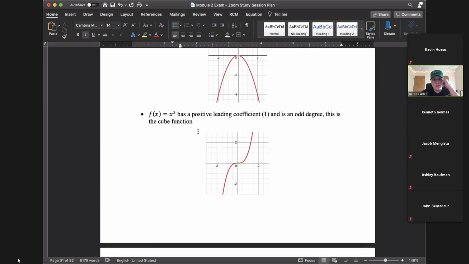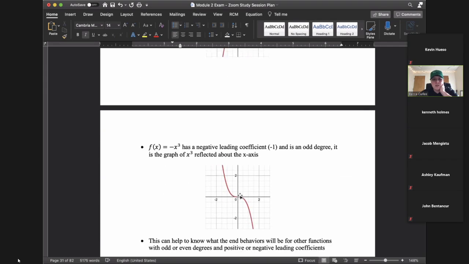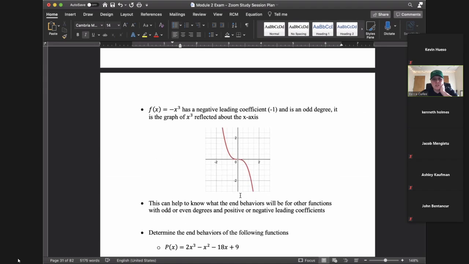And f of x equals x cubed has a positive leading coefficient and is an odd degree. This is the cube function. Anything that has an odd degree and a positive leading coefficient is going to have end behavior that looks like this. And then it's switched over here. It's reflected about the x-axis. So f of x equals negative x cubed has a negative leading coefficient, -1, is an odd degree, and is the graph of x to the 3 reflected about the x-axis.